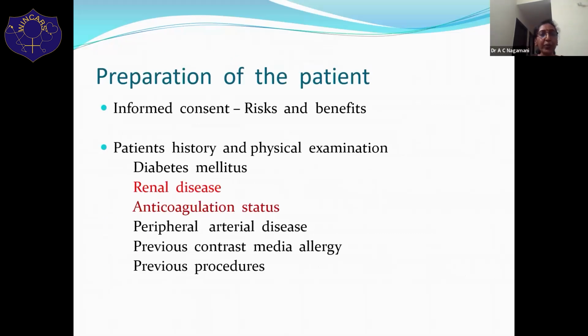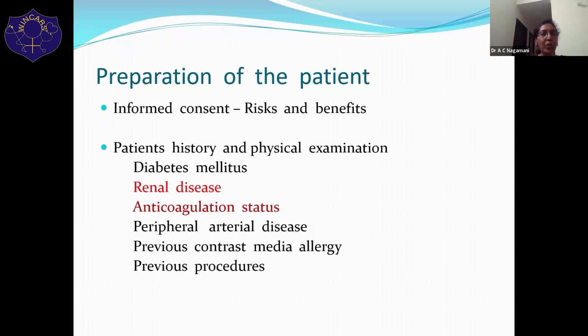So one needs to prepare the patient for the angiogram, and informed consent is very, very important. We need to explain the risks and the benefits of the procedure to the patient and the patient's attendants. A detailed history and physical examination is a must. Sadly, this has not been happening with the present day residents we have. Many a times, cath lists are done sitting in the chamber. That is a very bad trend.